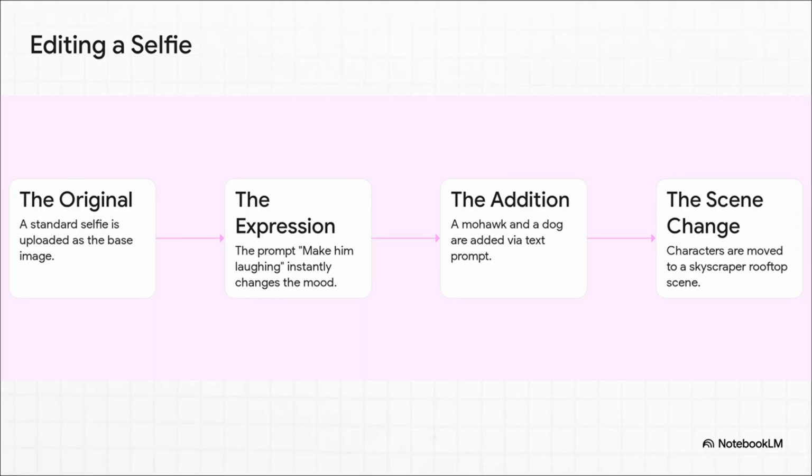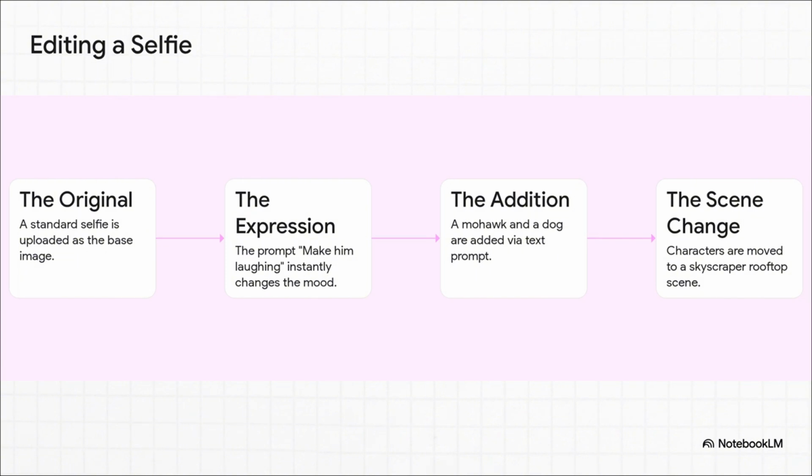And here's a perfect example of how it all works. You start with just a regular selfie. The first prompt is simple: make him laughing. Boom, done. The expression changes, but the face is totally the same. Then you start to get crazy with it. Give him a mohawk and have him take a selfie with a dog. Still consistent. Finally, you teleport them all to the top of a skyscraper. The background, the lighting, everything changes, but the person and the dog, they stay perfectly intact.